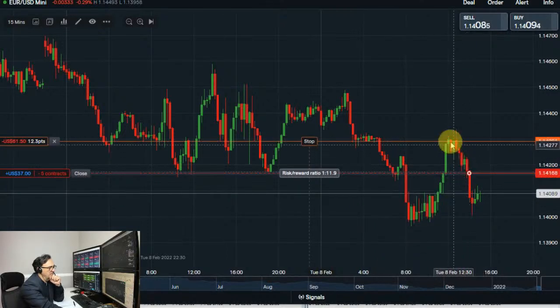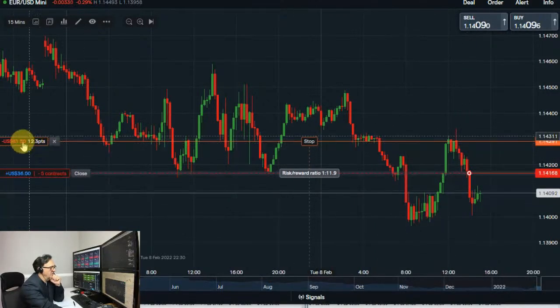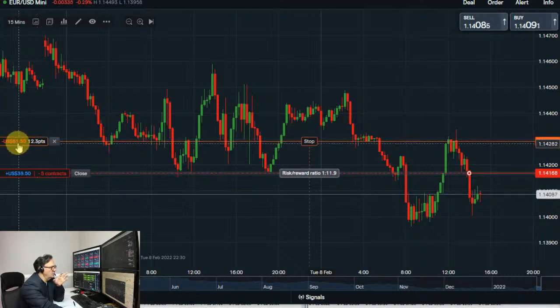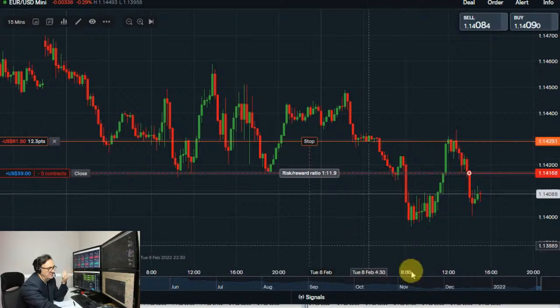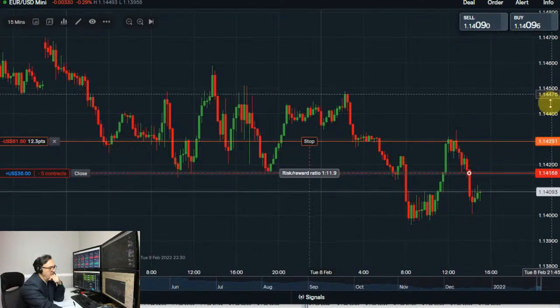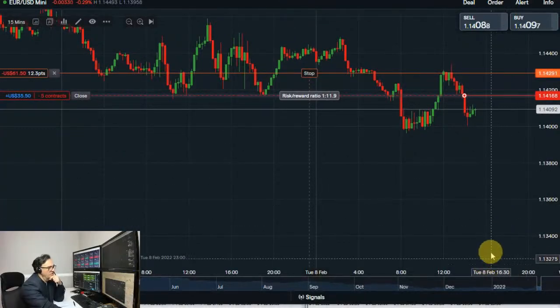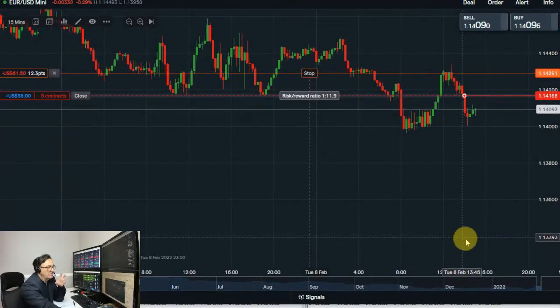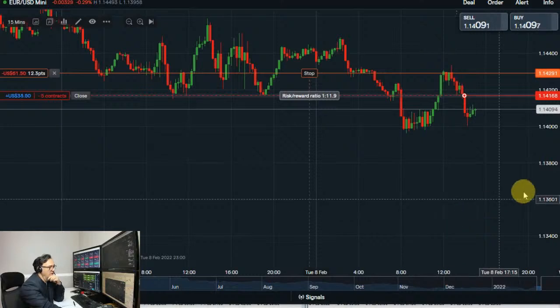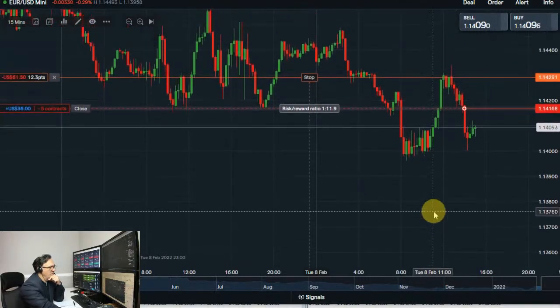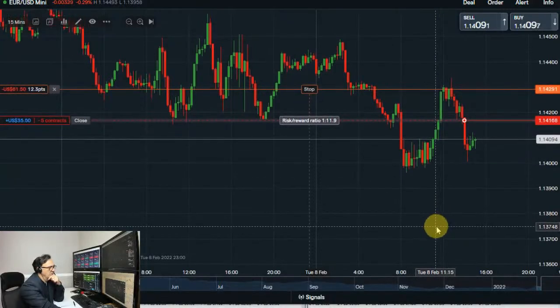The stop is currently up here, about 12.5 points, so about $61 of risk in money terms, and my take profit is lower, initially towards 1.13, possibly even lower than that. So currently keeping it open, and I'll keep you updated.